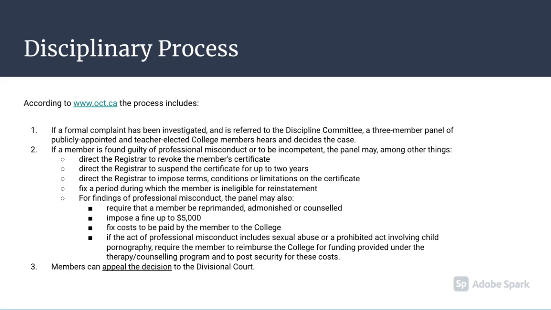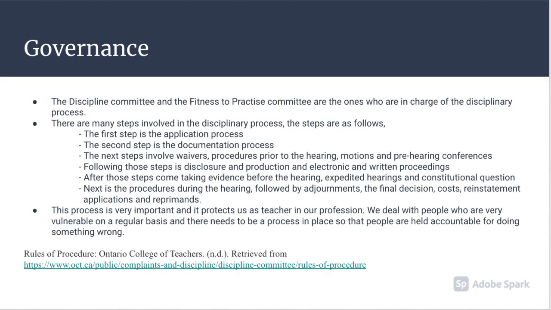If there are findings of professional misconduct, other options could include being reprimanded, fined up to $5,000, and reimbursing the college if necessary. The complaint process. Sometimes concerns or complaints can be dealt with at the school level, i.e., talking with teachers, principal, and/or school board employer. If further assistance is needed, contact OCT for assistance to inquire about an investigation.